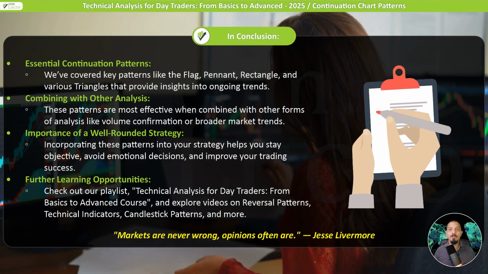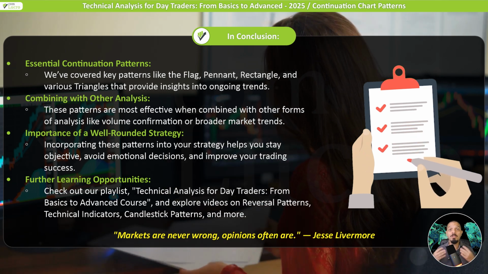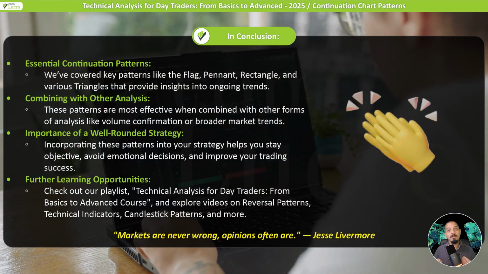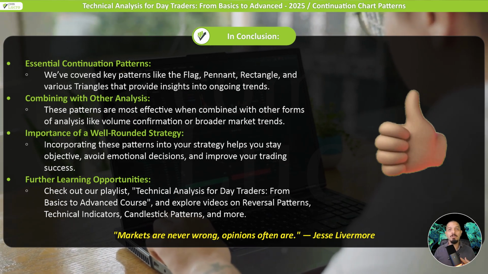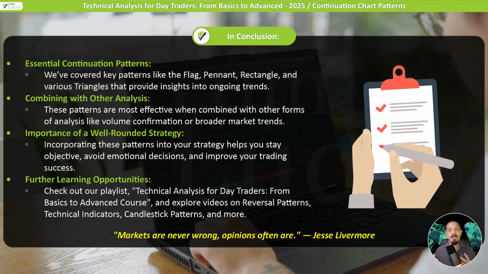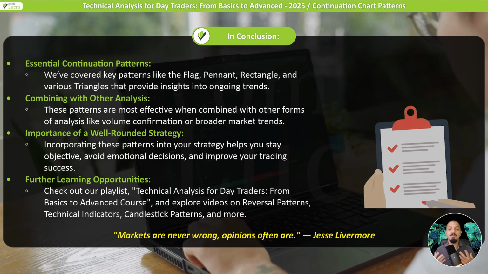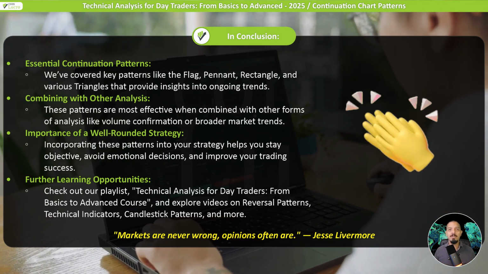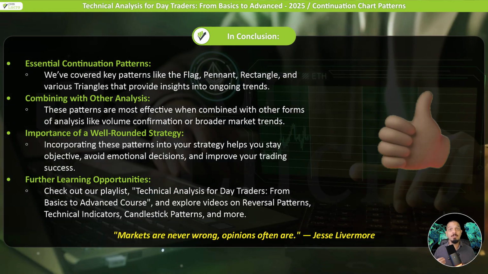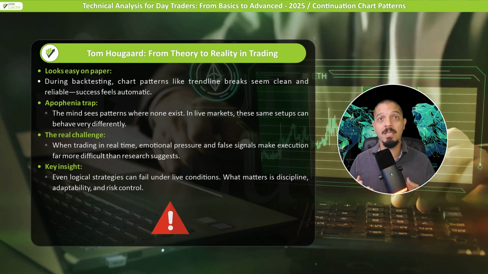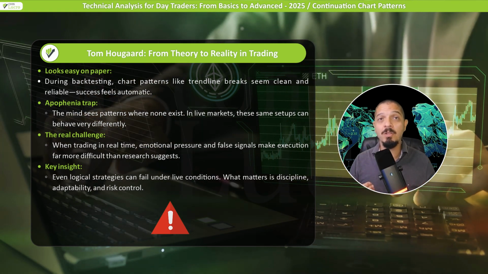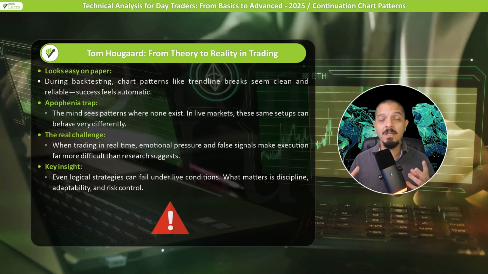In conclusion, we've covered some of the most essential continuation chart patterns that every trader should be familiar with. Patterns like the flag, pennant, rectangle, and various triangles provide valuable insights into the strength of ongoing trends, helping you stay ahead of market movements. Mastering these patterns allows you to better anticipate when a trend is likely to continue, improving your timing for entering and exiting trades. This is a good moment to hear from Tom Hougaard, who brings a realistic perspective on how trading strategies, even when logical on paper, can behave differently in live markets.